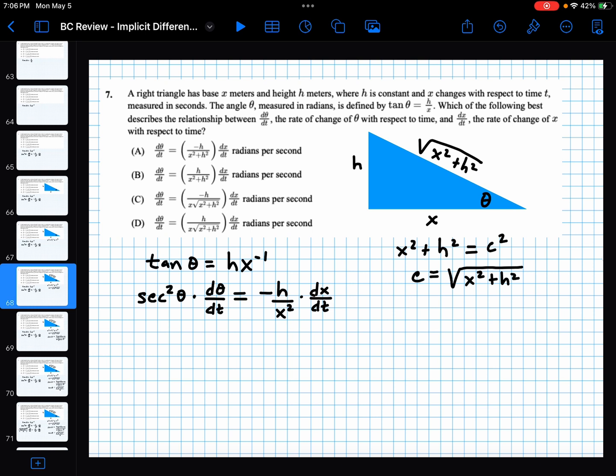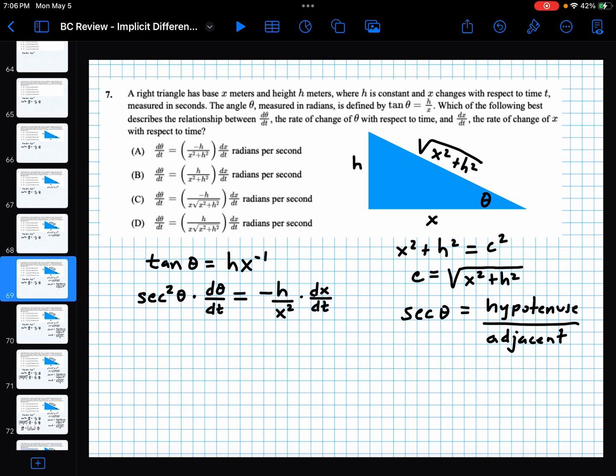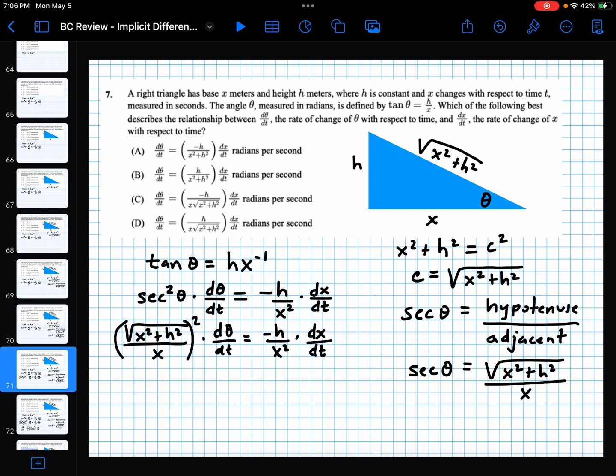And once again, secant is the reciprocal of cosine. So cosine's adjacent over hypotenuse, secant will be hypotenuse over adjacent. And in our right triangle, that's the radical x squared plus h squared over x. So now secant squared can be replaced, and I can put that expression in for secant. If you square it, you're going to get rid of the radical.